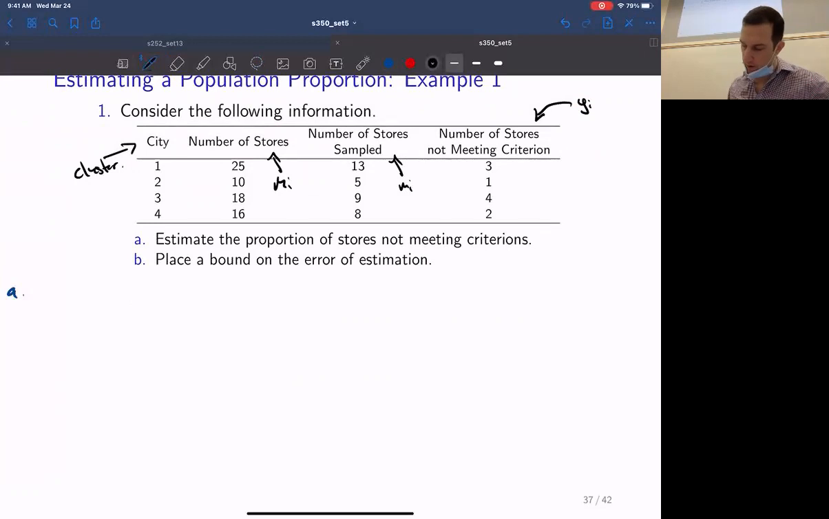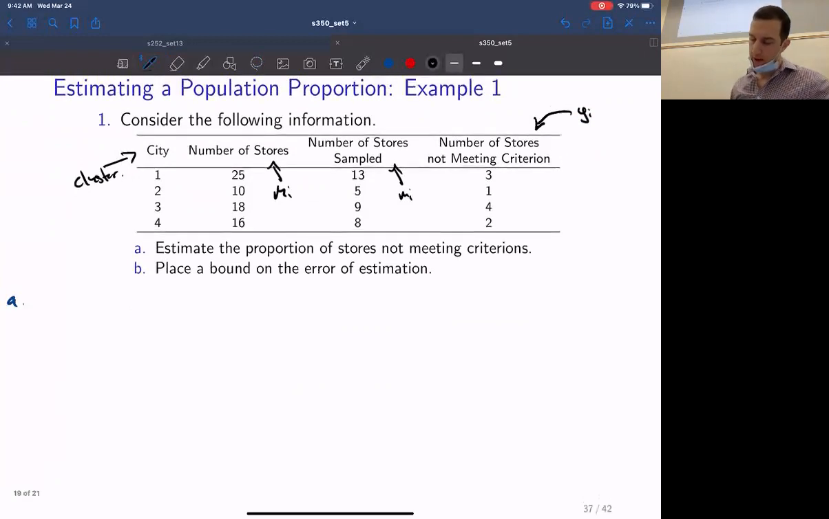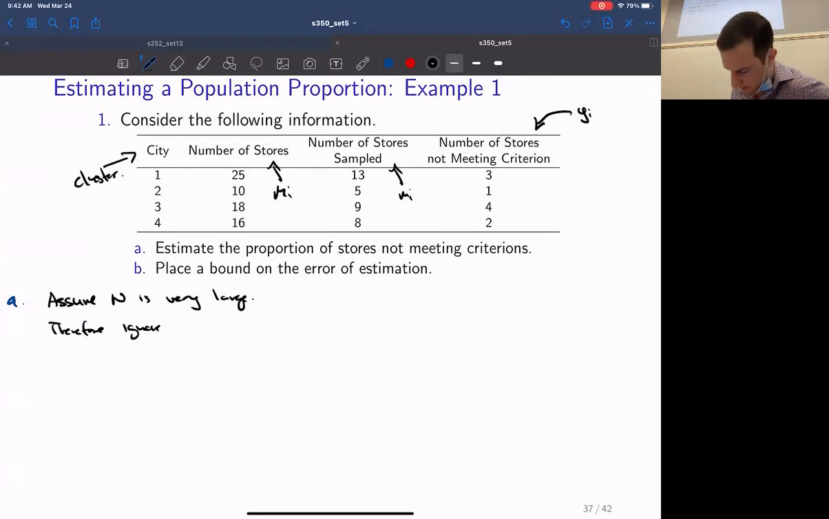All right, so first we have to make a couple of little notes here. So the second note is really only going to be used in part B, but you'll notice here that we don't actually know the true number of cities. Okay, so we're going to assume N is very large. So therefore, we can ignore the FPC. And there will be one other consequence of this, which would probably be that the second term is not needed. We'll come back to that momentarily.